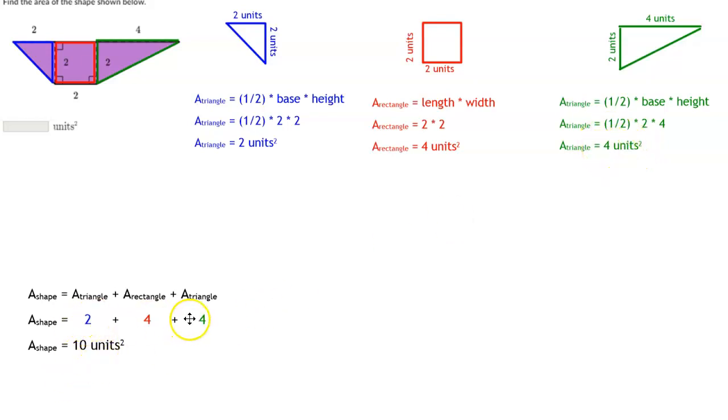I'm adding all of those together because it's a composite shape made up of 3 different simple shapes, this triangle, this square, and this triangle. Adding them all together should give us 10 square units.